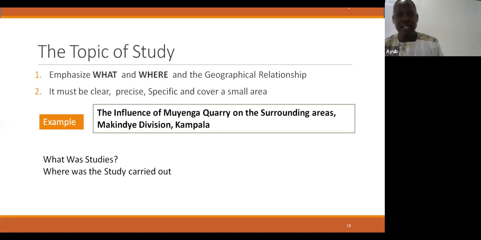Nabembezi did the study of a quarry. Hopefully it was Muyenga or another, and she could have set her topic like this: the influence of Muyenga quarry on the surrounding areas in Machindia Division, Kampala District. Then we know, this is what she studied.